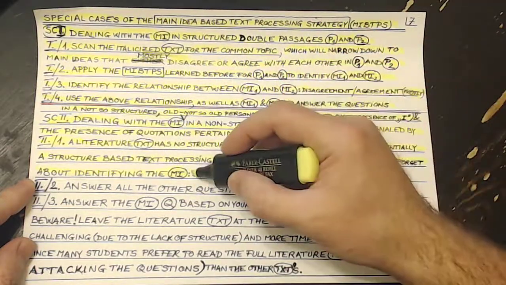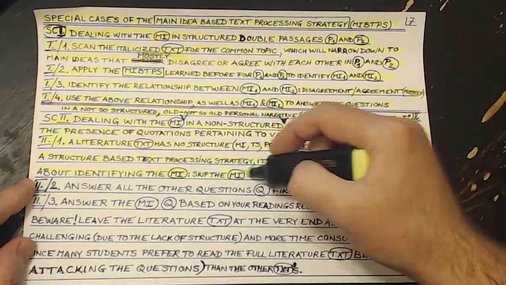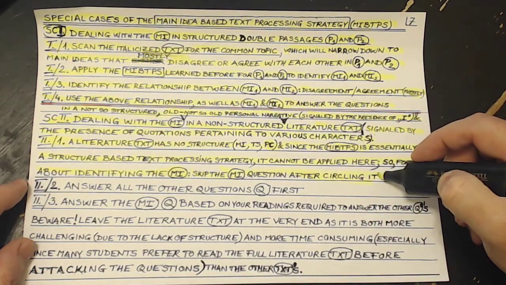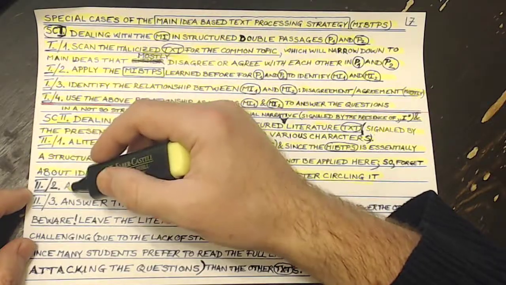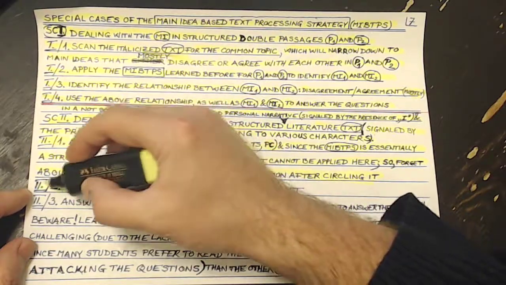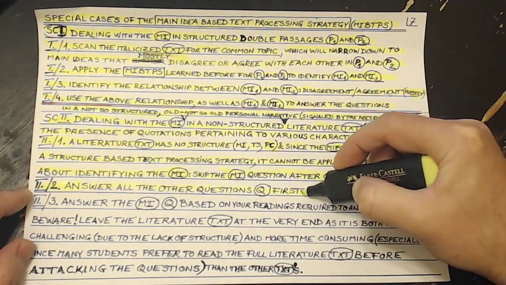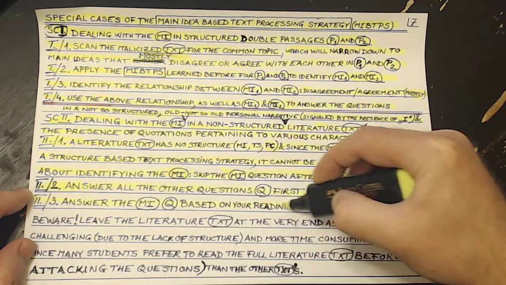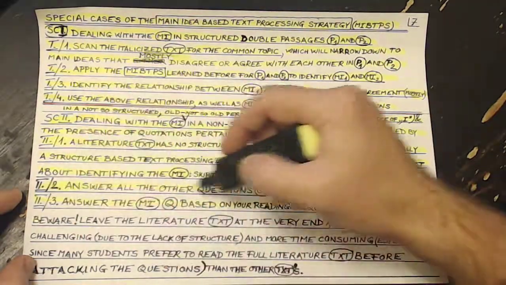And then what you do instead, you skip the main idea question after circling it so that it's clearly indicated when you come back to the second wave. You do the questions in waves, by the way. And after that, what you do, answer all the other questions first. And step 3, answer the main idea question based on your readings required to answer the other questions, okay? That's what I would do.